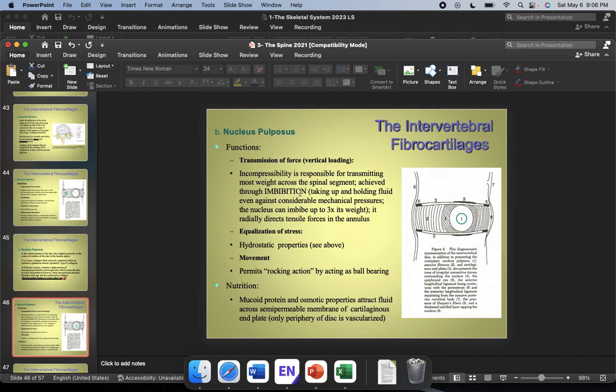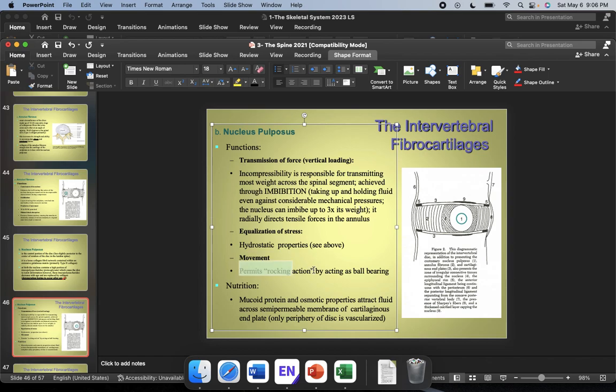Achieved through imbibition, so it holds up and takes fluid. This was an interesting stat: the nucleus can imbibe up to 3 times its weight. I thought that was kind of interesting, and it gives you a scope of how much. If you think of a sponge, your sponge is a certain weight, and as it soaks up water 3 times its weight, it holds a lot of water.